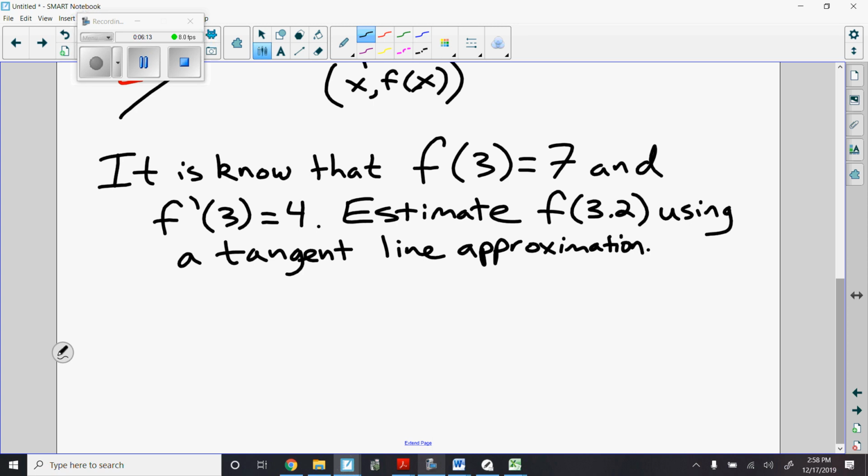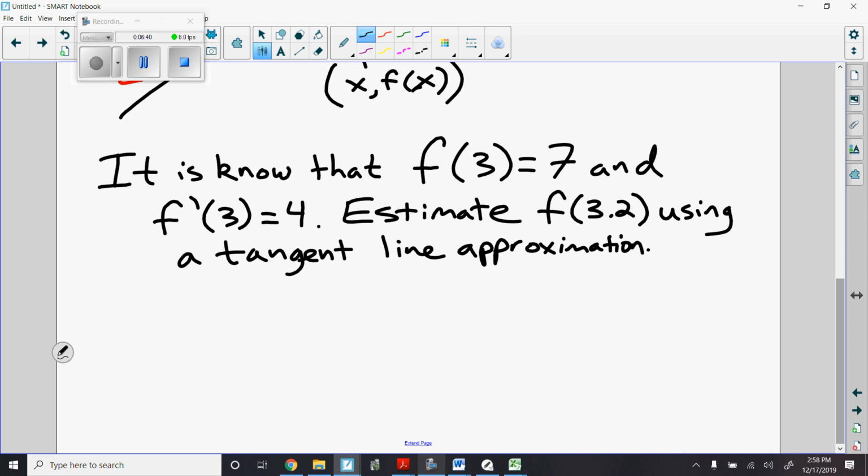Okay, so here's the problem. It is known that f of 3 equals 7 and f prime of 3 equals 4. What we want to do is estimate f of 3.2 using a tangent line approximation. Now, since I don't know the function f of x, I can't just plug 3.2 into my function f, because I never had a function f to begin with.